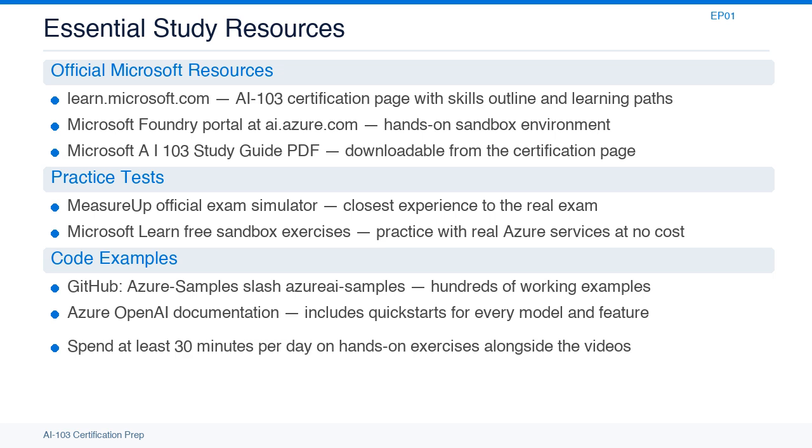The Foundry portal at ai.azure.com is where you will do hands-on practice. Set up a free account and create a hub and project to follow along with the upcoming episodes. For practice tests, GearUp is the official exam simulator and is the closest to the real exam experience. The Azure Samples GitHub organization has hundreds of working code examples for every service we will cover. I recommend spending at least 30 minutes per day doing hands-on exercises alongside the video content. Reading about Azure AI Search is very different from actually building a search index.